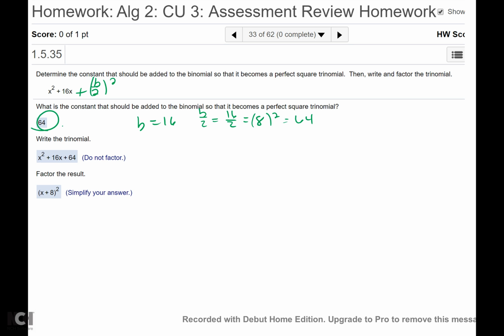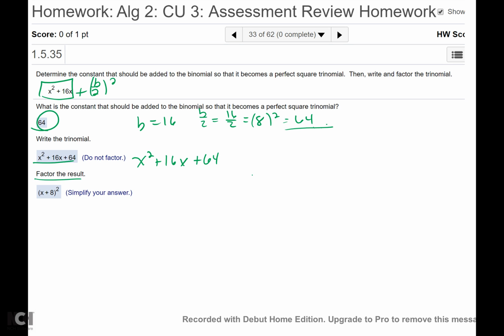To write the trinomial, you take the two terms they gave you, and you add on, if it's positive, or subtract from the polynomial, your half of b squared. You just add whatever you found up here. And that's writing the trinomial.